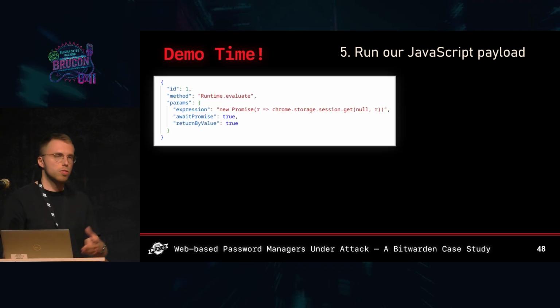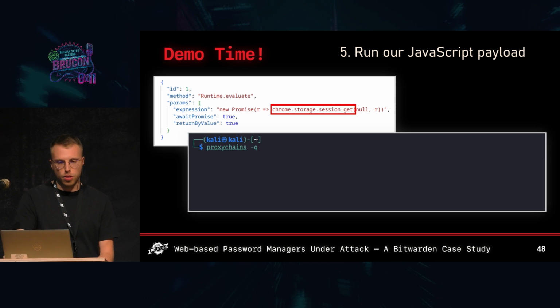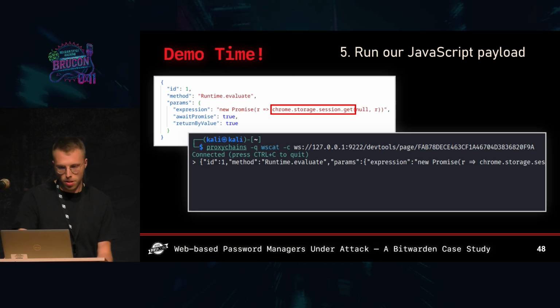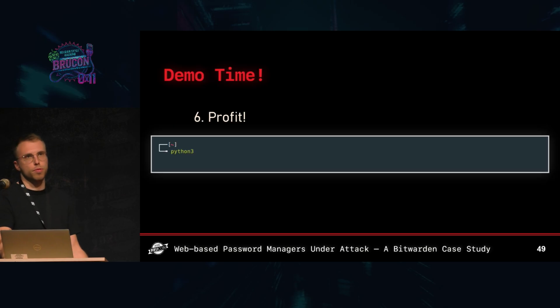This is a JSON, it's the format accepted by the WebSocket API, but what you need to see here is just that we want to print the Chrome storage, the Chrome session storage, to get the decryption key. So we'll be connecting using proxychains again, with a WebSocket client, anyone would do, the URL that we saw earlier, and we're connected to it. Now we just have to paste our JSON payload, with the Chrome storage access, and hopefully we get the session storage back, and we can see the decryption key here. So we can profit now.